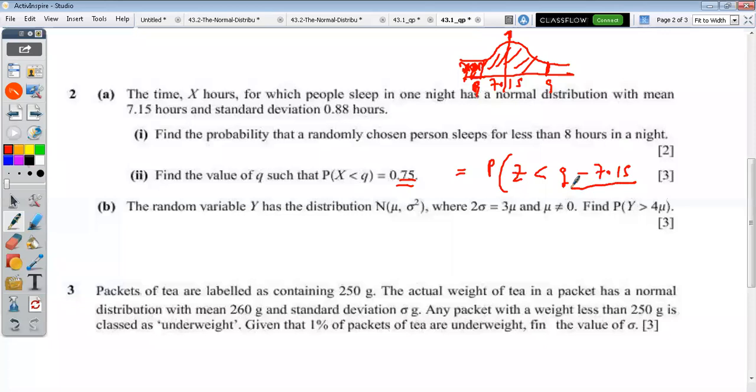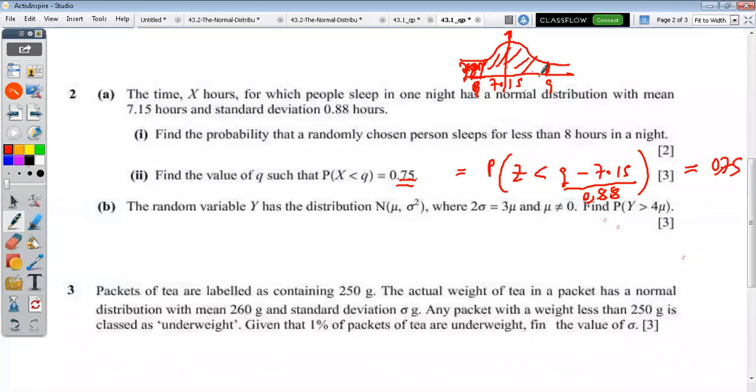7.1 divided by the standard what? Standard deviation, which is 0.88, like this. And that is giving us a probability of what? Of 0.75. Clear now?